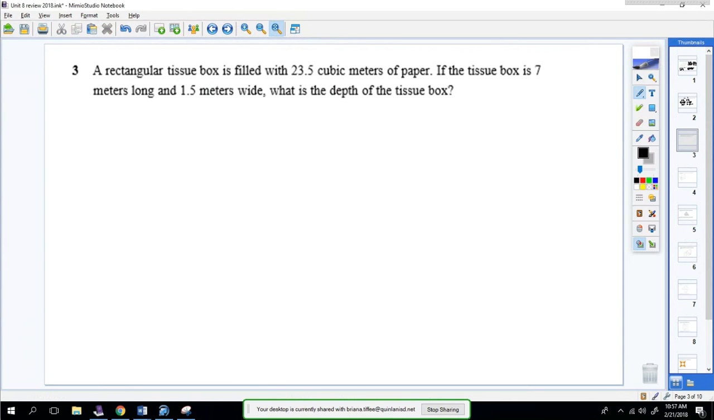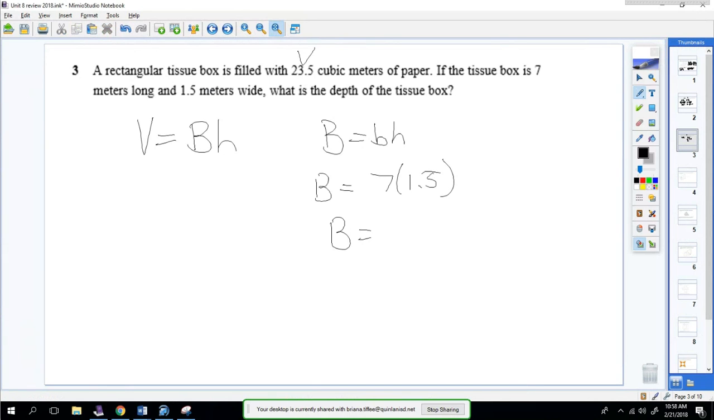All right, number 3. A rectangular tissue box is filled with 23.5 cubic meters of paper. If the tissue box is 7 meters long and 1.5 meters wide, what is the depth of the tissue box? Well, I know this is my volume. The tissue box is a rectangular prism, so V equals big B times H. I'm going to find big B. Since it's a rectangular prism, big B is base times height. The base is 7, the height is 1.5. So you're going to do 7 times 1.5, which is 10.5. So big B is 10.5.